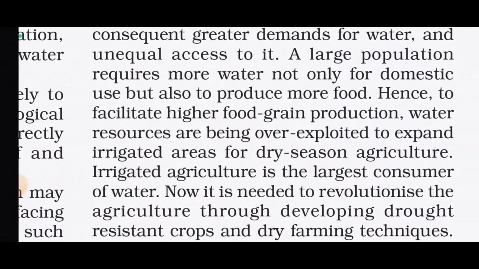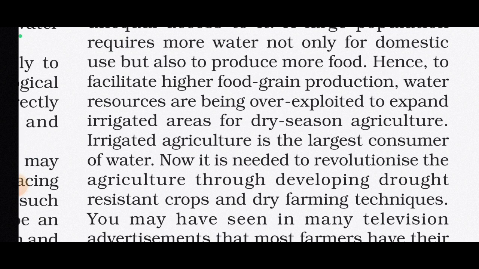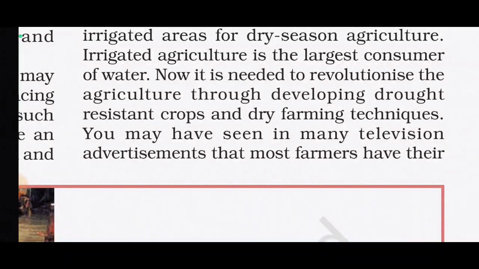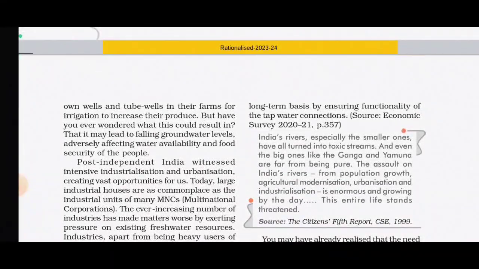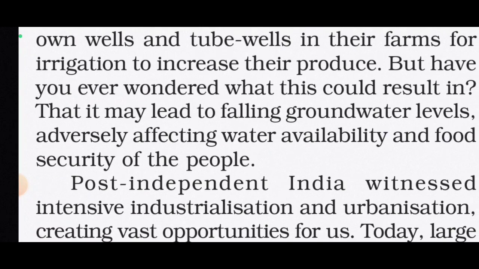A large population requires more water not only for domestic use but also to produce more food. Hence, to facilitate higher food grain production, water resources are being overexploited to expand irrigated areas for dry season agriculture. Irrigated agriculture is the largest consumer of water. Now it is needed to revolutionize agriculture through developing drought-resistant crops and dry farming techniques. You may have seen in many television advertisements that most farmers have their own wells and tube wells in their farms for irrigation to increase their produce.